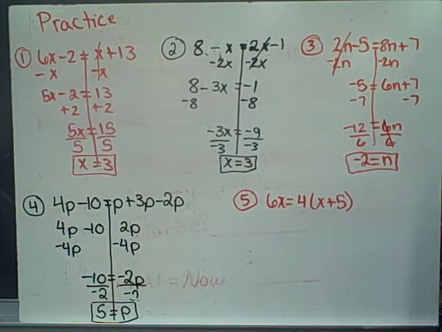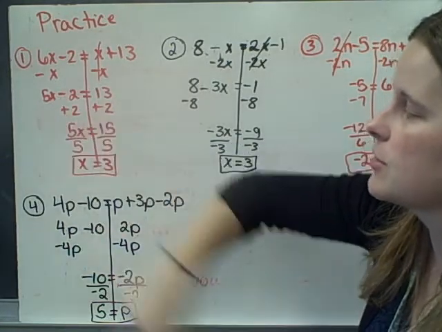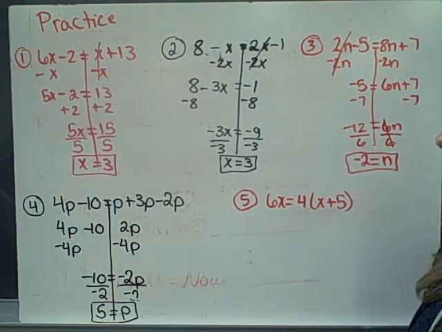And then I'm still left with a two-step equation that we've been working on. I've got to get my numbers to one side, so I have to add 2 to both sides because that's the opposite of subtraction. So I end up with 5x equaling 15. And then last but certainly not least, I divide, and x equals 3.